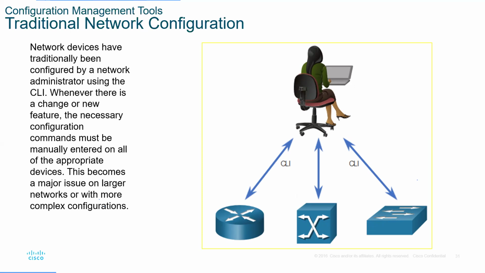To start and understand, we have the traditional network configuration where you get access to the devices via SSH or via console and make your configurations device by device, which is a problem. I think we already discussed that. Very inefficient. In a large network it's very time consuming, and that defines traditional network configurations. It's a problem, as we can see, an issue on large networks or with more complex configurations.